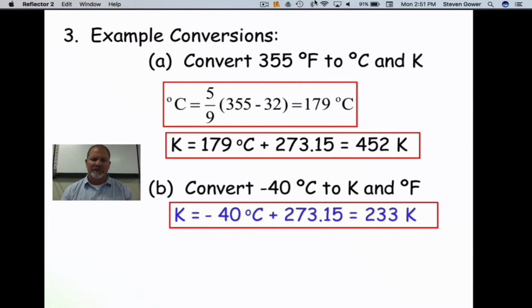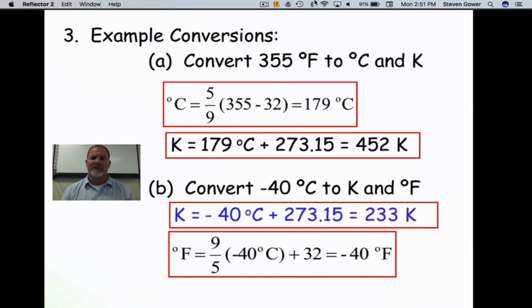In this situation, for this one down here, the second part, we realize that negative 40 degrees Celsius and negative 40 degrees Fahrenheit reach an equilibrium point, and that is the magic number. They do cross out at that low temperature.